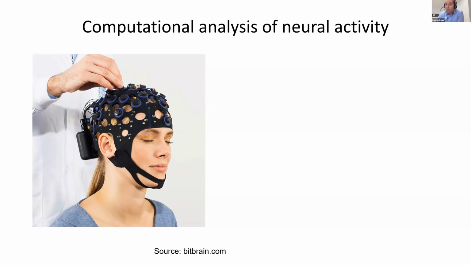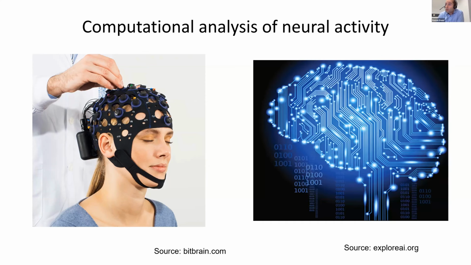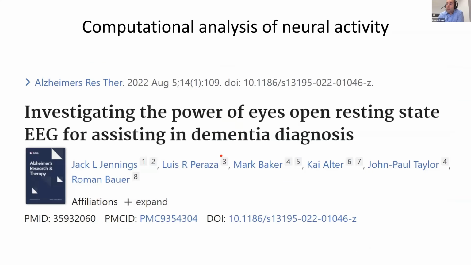Another way to look into the brain is by using EEG. So with EEG, we can measure neural activity, and again, we can computationally analyze it. And we have published also on this modality to essentially, again, classify EEG data from healthy controls versus subjects with certain types of dementia, including Alzheimer's disease and Parkinson's disease dementia, and dementia with Lewy bodies.